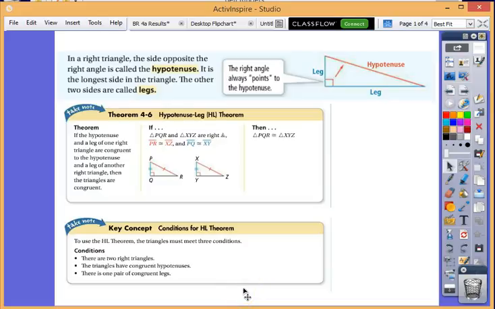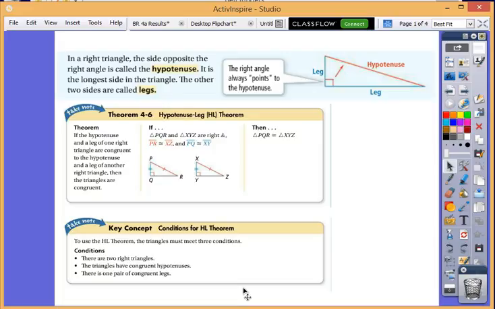Today we're going to pick up the fifth and final way to prove two triangles congruent. This way is assuming that you're dealing with a right triangle. Now, a right triangle is any triangle that has a right angle in it. By the way, what is the most number of right angles you could possibly have in a right triangle?